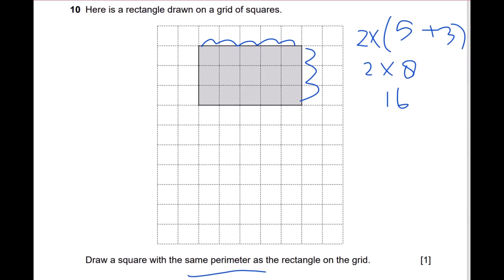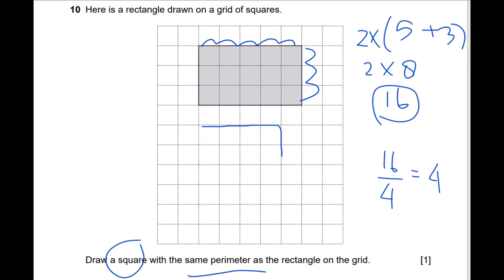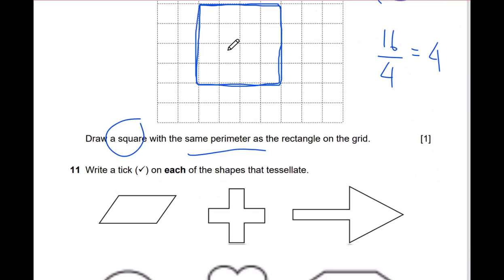So now we need to make a square with perimeter 16. Because all sides of a square are the same, we divide by 4 to get one side, that is 4. So we have to make a square with side 4. So we have to make 1, 2, 3, 4. We go down 1, 2, 3, 4, and that will be our square. A 4 by 4 square has the perimeter of 16. Alright? Okay.